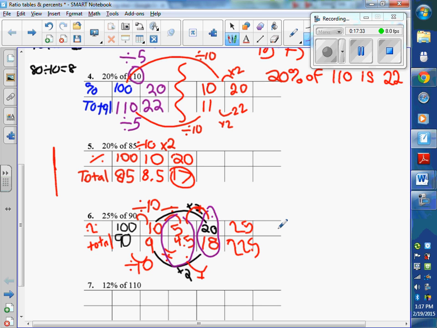$22.5. Is that what you got with the other method? Raise your hand if you understand that. That was really confusing.